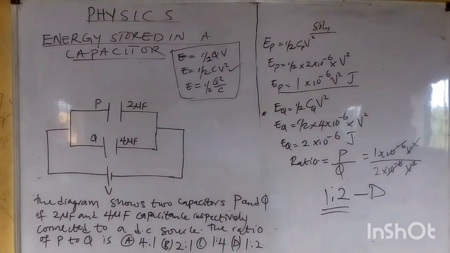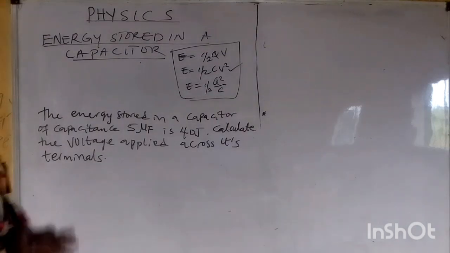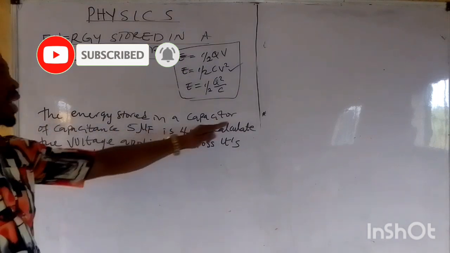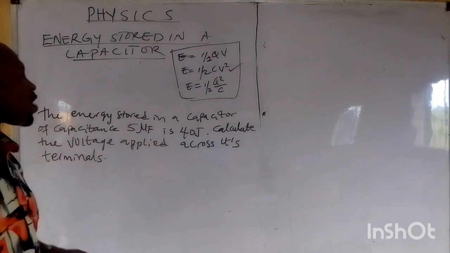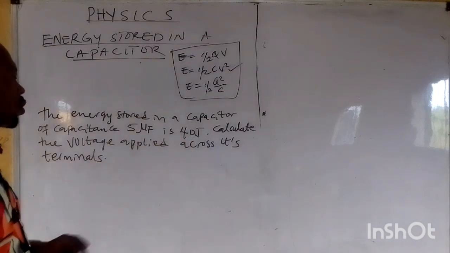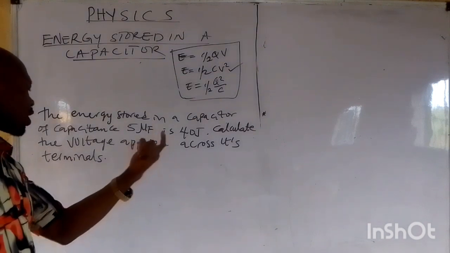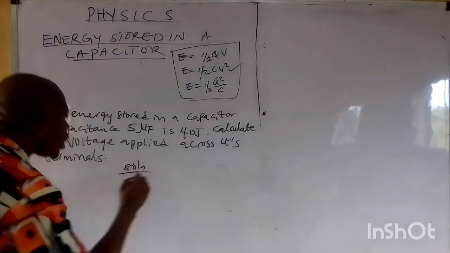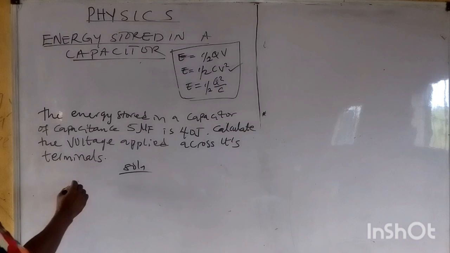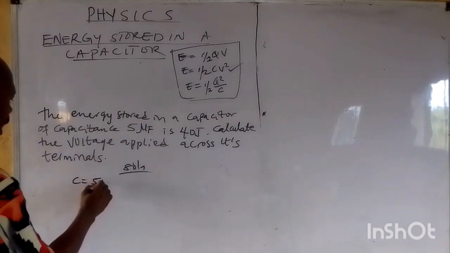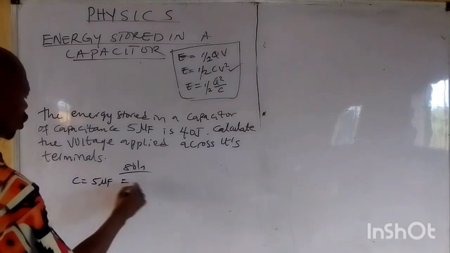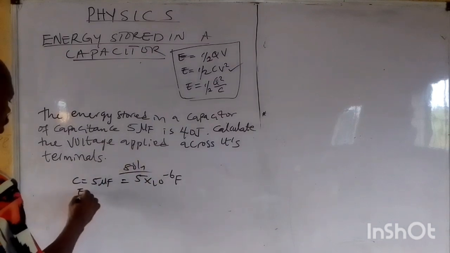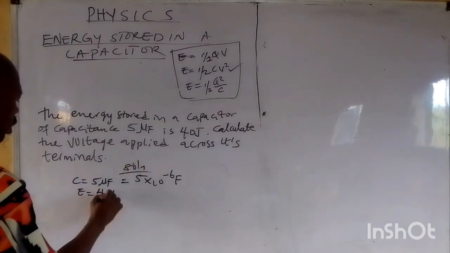Okay, the last but not the least question. The question says the energy stored in a capacitor of capacitance 5 microfarad is 40 joules. Calculate the voltage applied across its terminals. This one is very simple. They gave us C to be 5 microfarad, which is 5 times 10 raised to the power minus 6 farad. Energy was given to be 40 joules.